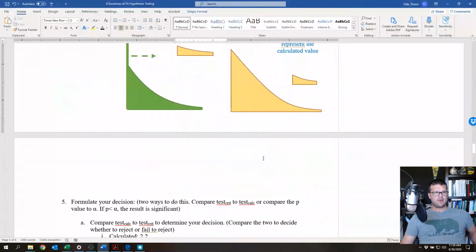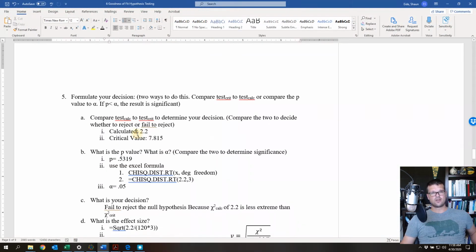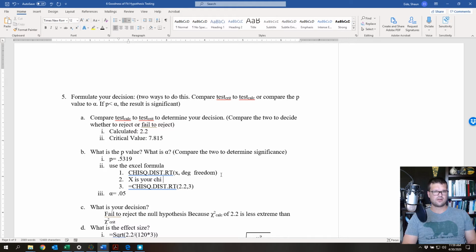So in order to get the probability of that result, we've got the calculated value, and we already have the critical value. But in order to find the probability, there are a couple different things that we can do, but really just one that I would suggest. The one that I would suggest is using this Excel formula, chi-squared distribution right tail. In other words, what is the probability of the chi-squared distribution for the right tail? And so we've got x, which is your chi-squared calc value, and 3 is your degrees of freedom.